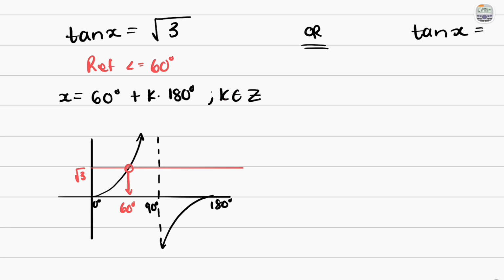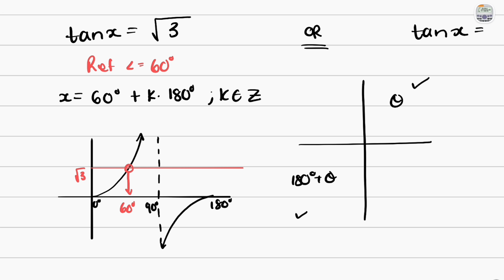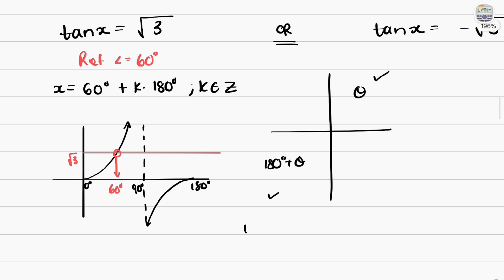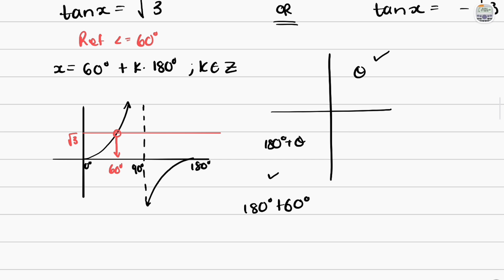and that will be my answer for this part. Now, I know if you use the CAST diagram, you would have said, where is tan positive? And you would say in the first quadrant and in tan's quadrant. And then you would have taken that reduction, and you're going to have a second solution that will say 180 degrees plus 60 degrees. This is not really necessary, okay? Because then you get 240 degrees.